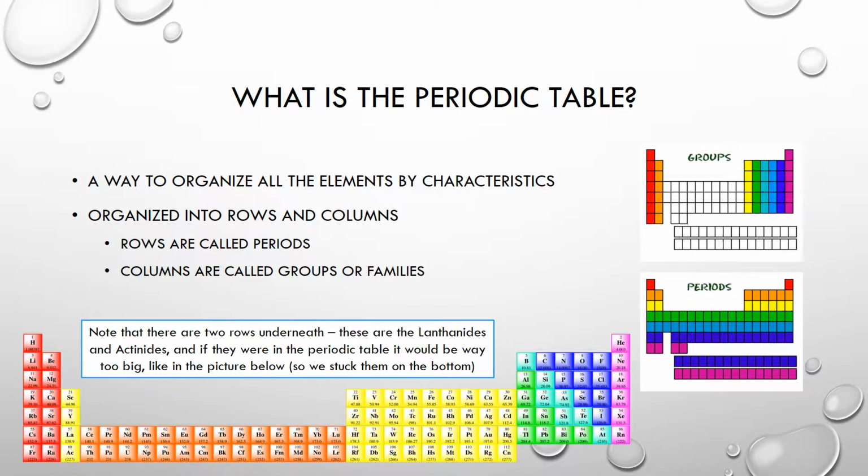So what we've done is we've organized it into rows and columns. Each of the rows is called a period, and each column is called a group or a family. I do want you to take a minute to notice that there are two rows underneath. These are what we call the lanthanides and the actinides, and they actually go smack dab in the middle of the periodic table. But the periodic table would be way too big if we actually stuck them in there. So we just pull them down to the bottom, and we tend not to use them too much in chemistry anyway, so we just stick them off to the side, and that way we don't have to worry about it.